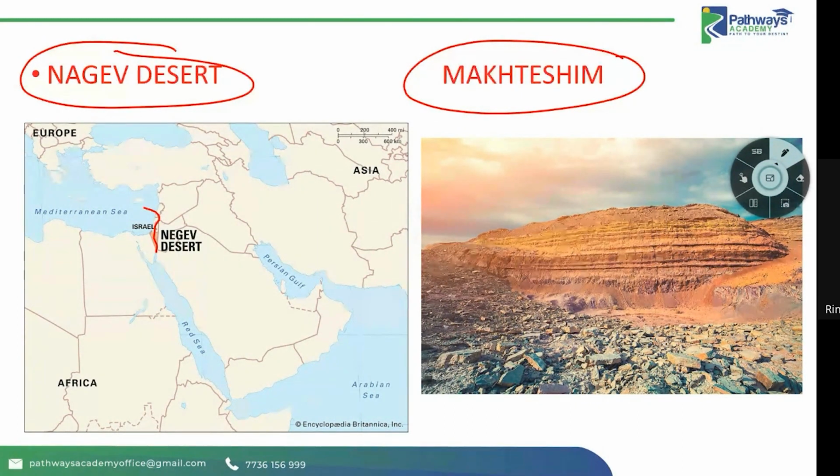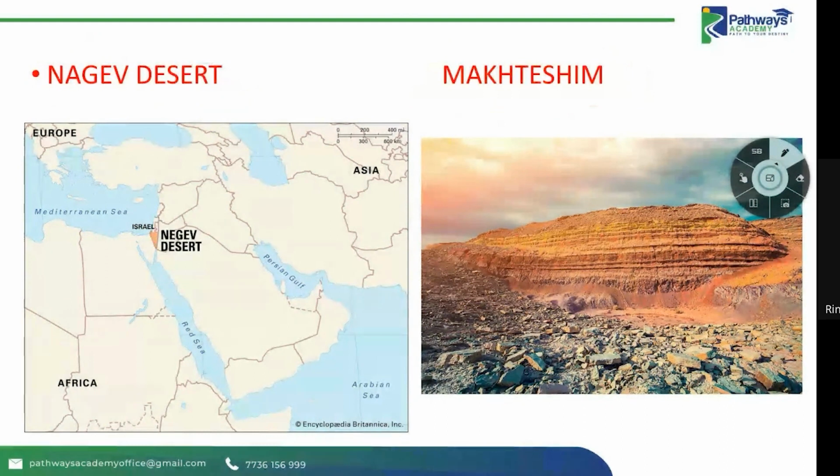So please note it down. Nowadays, UPSC is asking about geographical features. In 2022, we got a question regarding Gandikota Canyon, the hidden canyon in India. Like this, Makteshim is also a major geographical feature we can see in the Negev Desert. So the Ben Gurion Canal passes through the Negev Desert in Israel, and the deep valleys there are known as Makteshim.